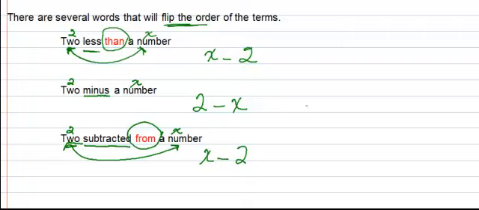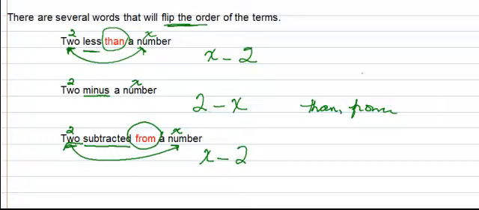So this, than, and from, these are key words to look for. They don't always mean the same thing. You always have to look for context clues. That's like any other reading problem. You're always looking for the context of it, but those are two key words that can flip the order.